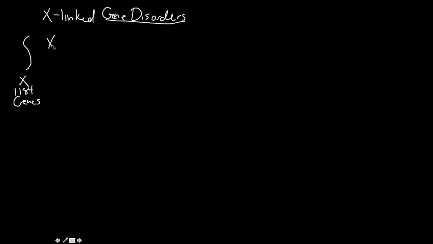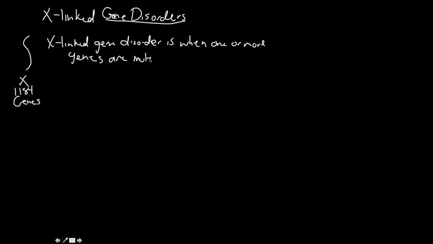Okay? So an X-linked gene disorder, spelled it right that time, is when one or more genes are mutated within the X chromosome.